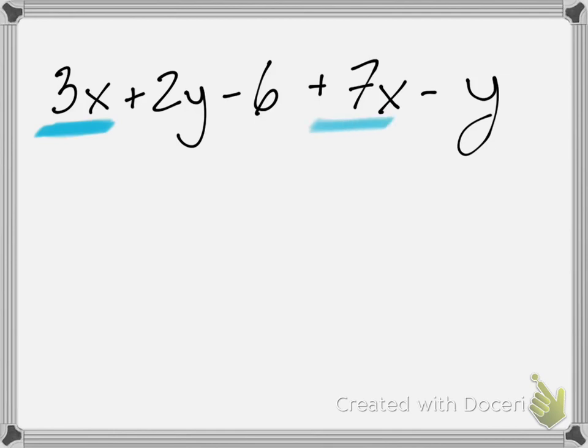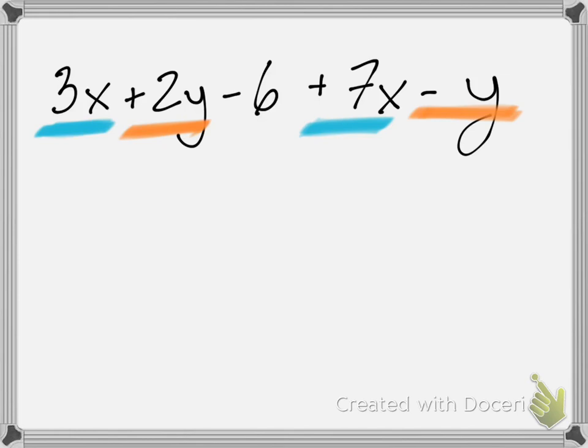Izzy says it is 7x. Exactly. It is that positive 7x. So the next one, what's the like term for positive 2y? Emmett says it's y, Jasmine says it's y, Izzy says it's y, Ani says it's y, Hannah says it's y, Jenna says it's negative y. Jenna is correct.